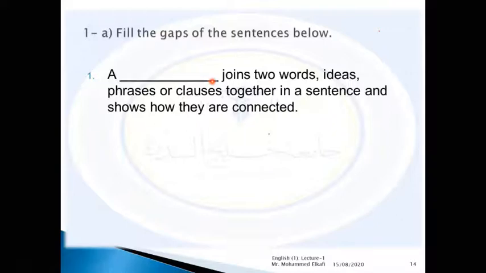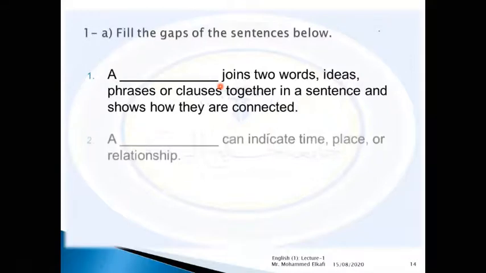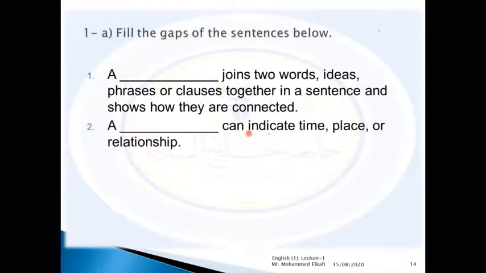Yes. A conjunction joins two words, two ideas, two phrases, or clauses together, and shows how they are connected. A dot dot can indicate time, place, or relationship. So what will make a relationship of time and place? Here we can say it is a preposition. Yes, you are right.